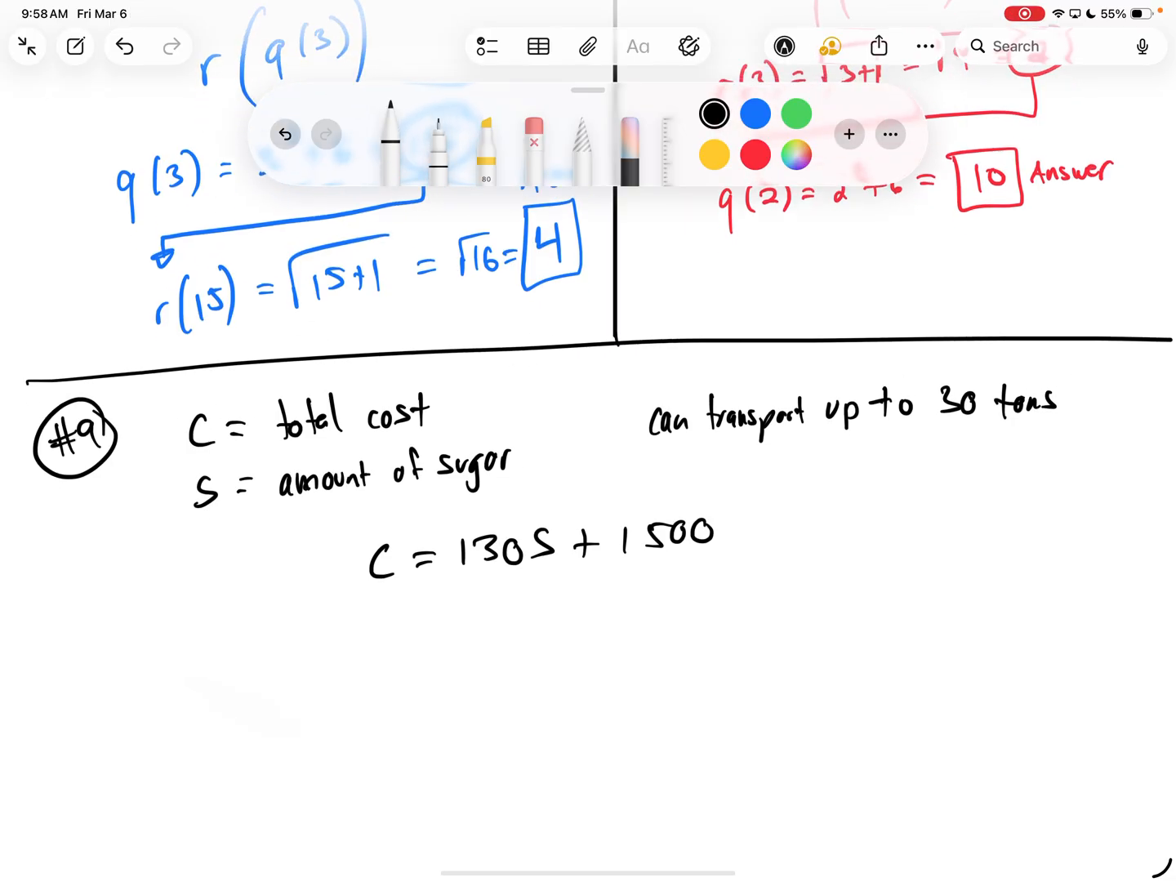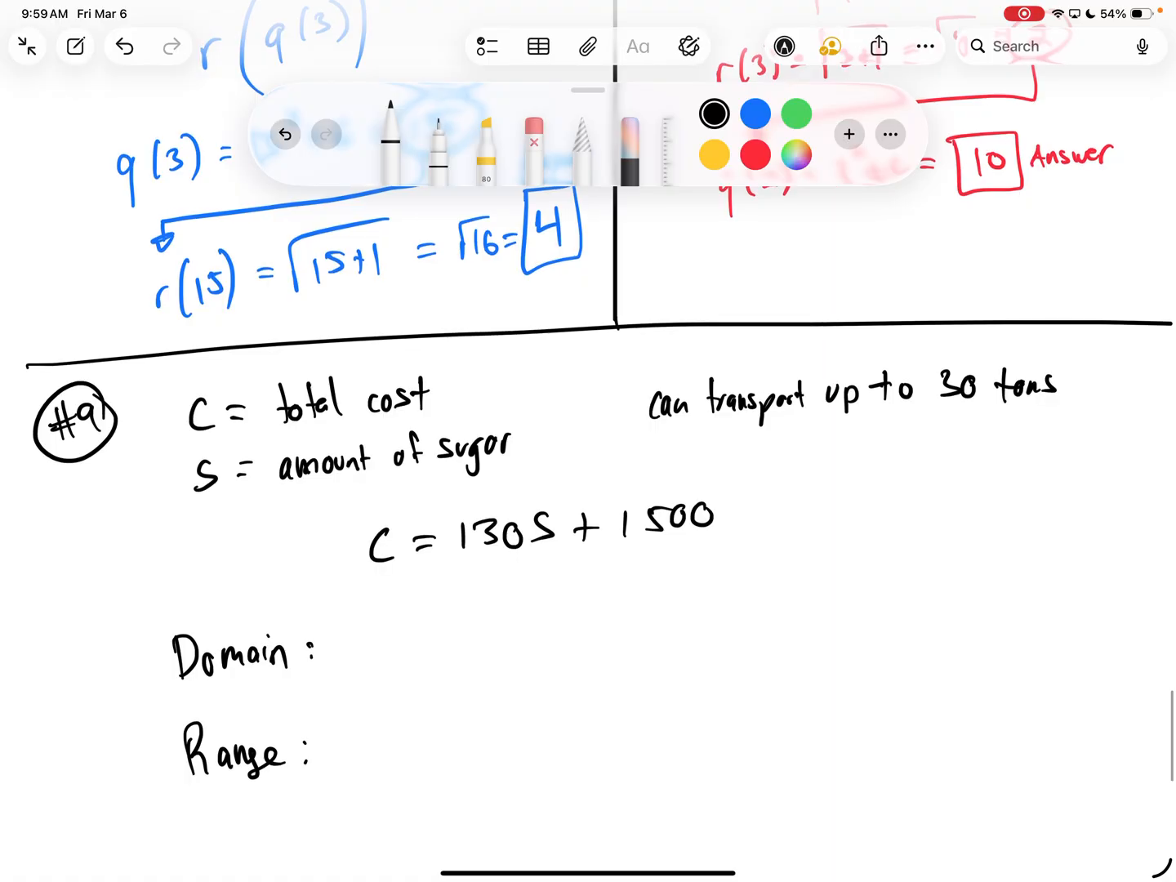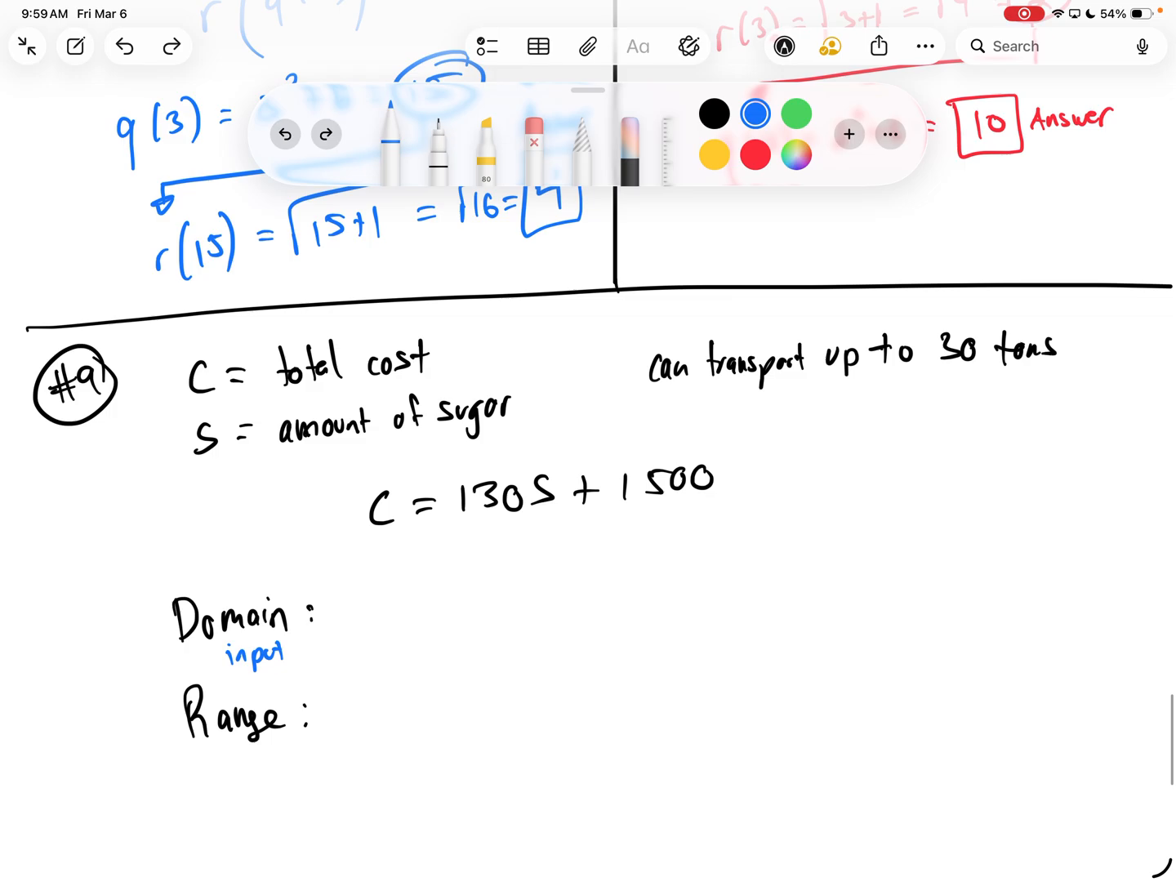Okay, so what we have to find is the domain and the range. The domain is my X values. My X value is the input, okay? I'll write that down here. The domain is my input. So in this problem, we put in how much sugar we're transporting, and then our output of that is how much it's going to cost. So our domain is always our input. It's our first value, what we start with. They give you a multiple choice here.